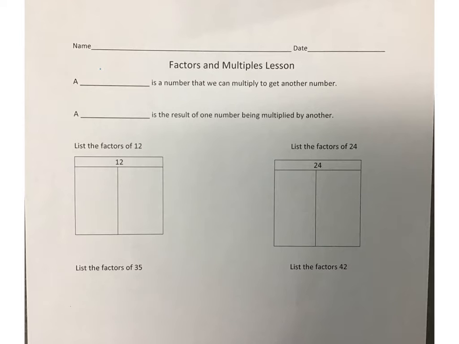So a factor is a number we can multiply to get another number. So if I have 5 times 3 equals 15, two of the factors of 15 are 5 and 3. So it's the numbers you multiply to get to another number. So 5 and 3 are factors of 15.